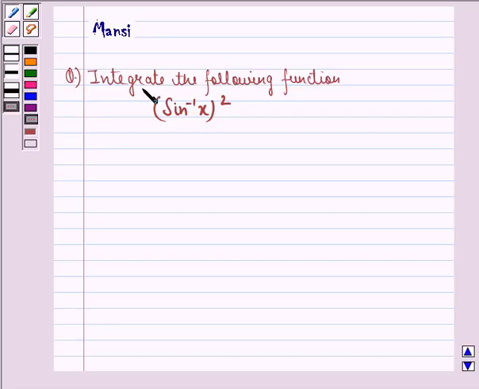The question says integrate the following function, that is sine inverse x the whole square. So let us see the solution to this one. We have to find I, that is equal to the integral of sine inverse x the whole square dx.